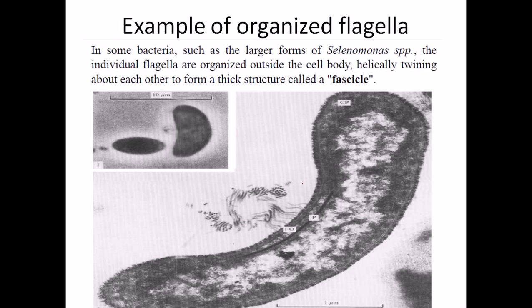Now here is another example, an example of organized flagella or peritrichous flagella, as we can see in this case. For example, in this picture, this is a bacterial cell. This is an example of Selenomonas species. In the case of the Selenomonas species, what we can find is they make flagella from the periphery. So we have these lateral flagella being produced.